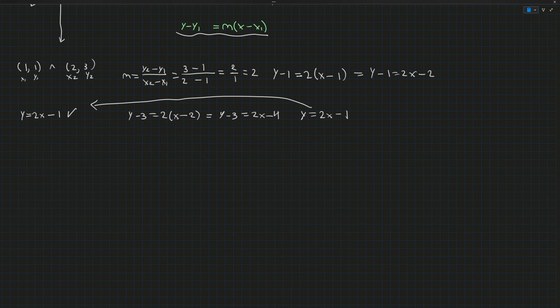We need to use both of these points to find the slope, and then we could pick either of them to find the full line and its intercepts. And as you can see, the slope of this is 2, and it intersects at negative 1 when x is equal to 0. So let's graph this real quick just to see what it would look like.